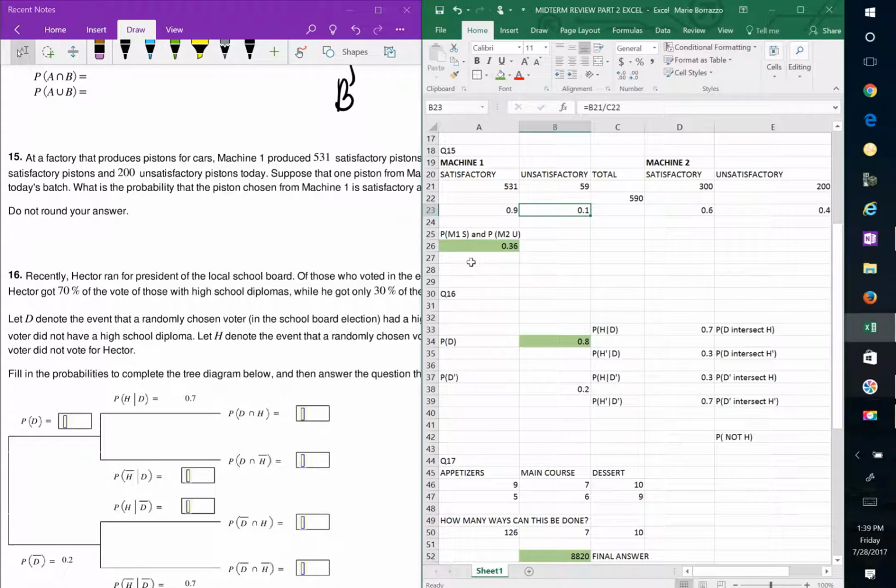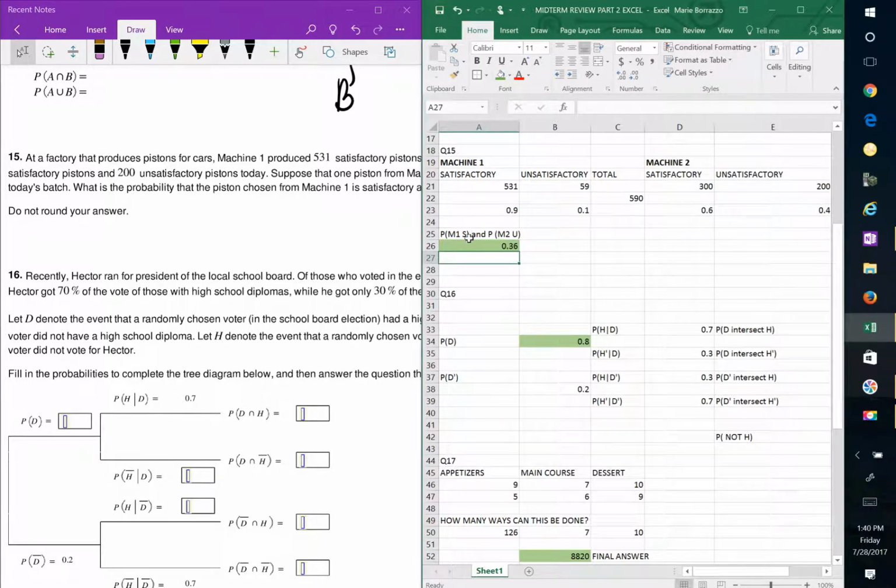As you read the question, they're saying the probability that machine 1 has a satisfactory piston and, implying multiplication, that machine 2 has an unsatisfactory set of pistons. Well, what I did was I took the probabilities, and if you look here carefully, this is nothing more than multiplying 0.9 times 0.4, which is your machine 1 satisfactory piston probability and your machine 2 probability for an unsatisfactory piston, the product of which results in 0.36, and that's all you have to do.